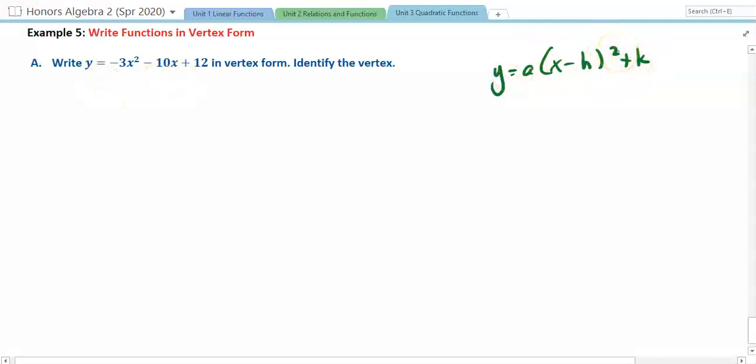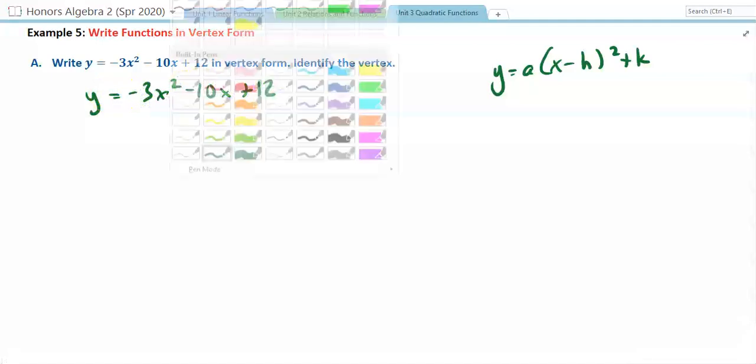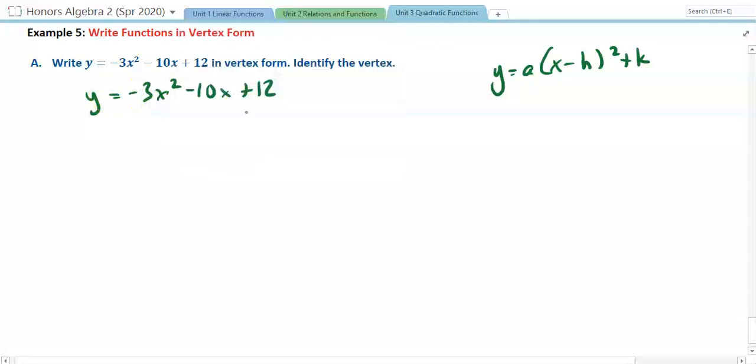Well, there are a few steps. We're going to have y equals negative 3x squared minus 10x plus 12. And so our steps are still going to be the same to get this factored out. So I'm going to subtract the 12 from both sides first. Let me get it all the way across to the other side. And so I get y minus 12 is equal to negative 3x squared minus 10x.